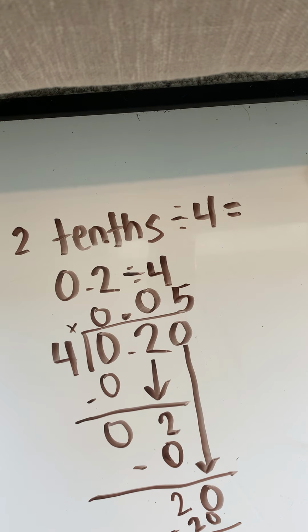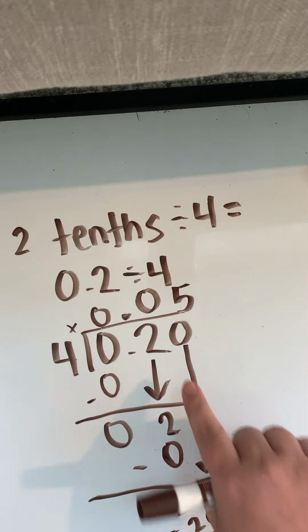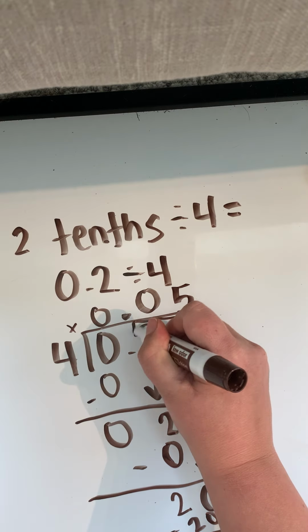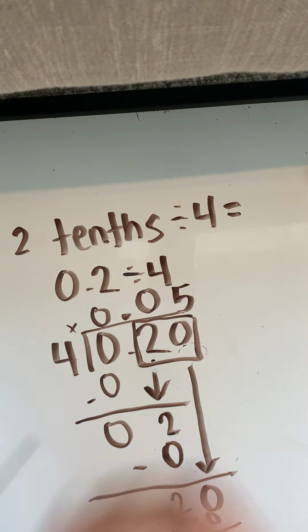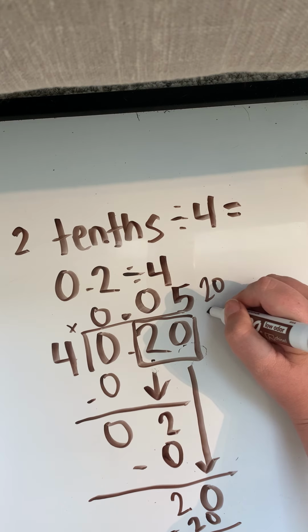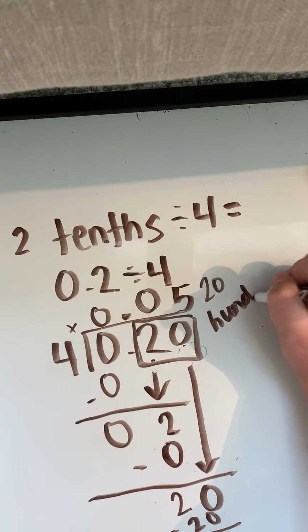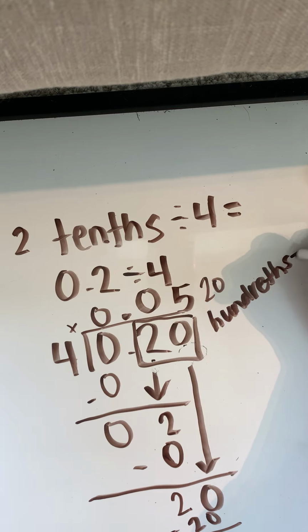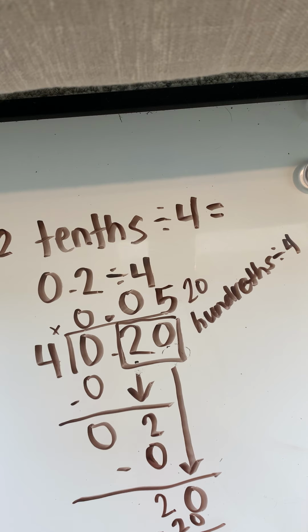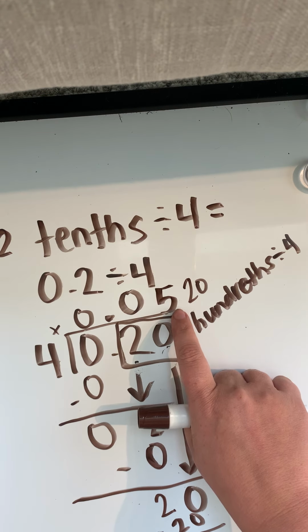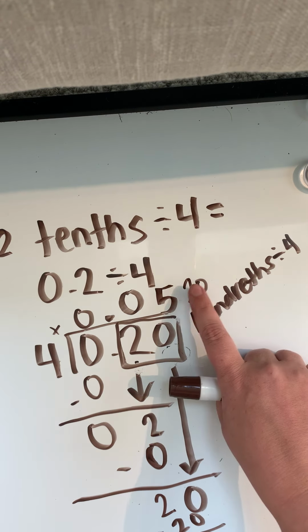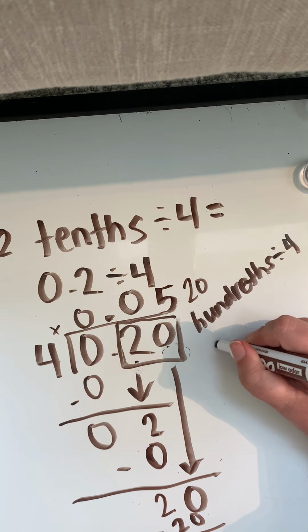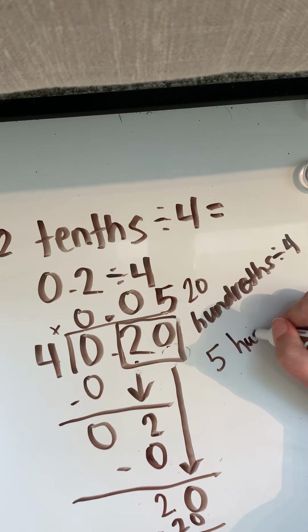So on number 6 for your answer, where it says 2 tenths divided by 4, you're going to have how many hundredths do you have right here? Good. So you would write 20 hundredths divided by 4. And then you end up with how many hundredths? So what is 20 divided by 4? Good. 5. 5 hundredths.